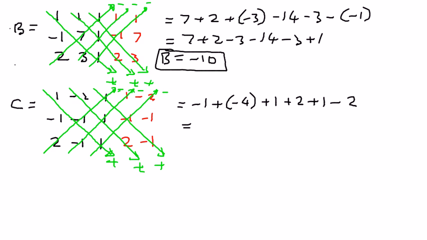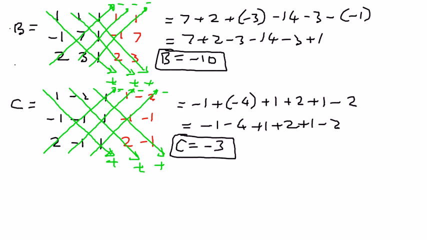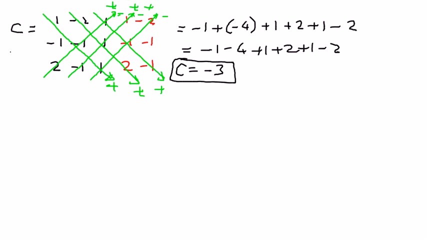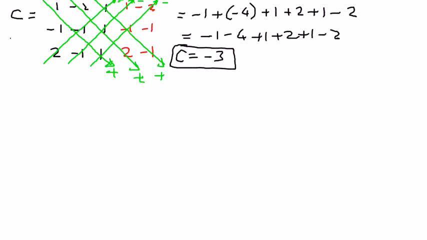When we simplify this, it is going to be negative 1 minus 4 plus 1 plus 2 plus 1 minus 2. When we simplify all of this, this is going to turn out as negative 3. Right? And then the last one we have here is the D, which is going to read as follows. The elements for D are 1, negative 2, 1, negative 1, negative 1, 7, and then 2, negative 1, 3.